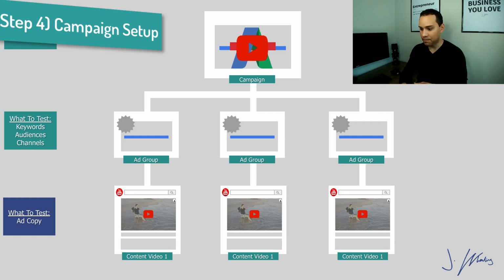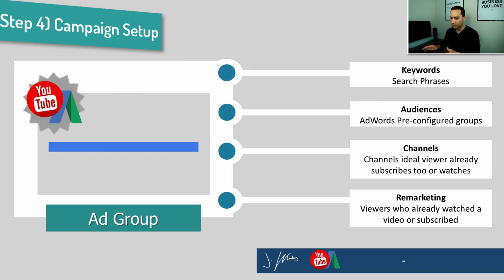And at the ad group level, you want to be choosing one type of targeting and then one actual target. And we'll go through what that actually means in practicality in a second. So in the ad groups, you can target keywords, audiences, channels, and remarketing. And remarketing are people who've previously seen a video on your channel or have been subscribed to your channel or liked or some sort of engagement metric, or they visited a particular page on your website.